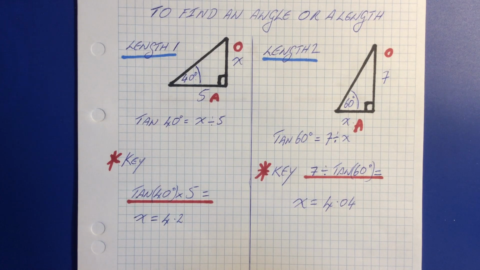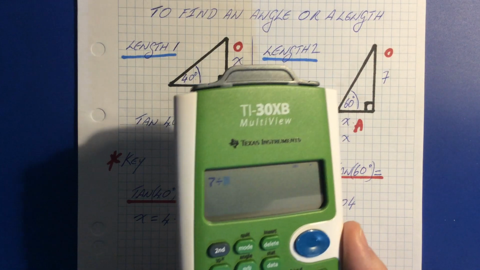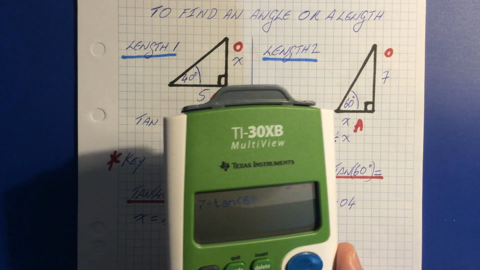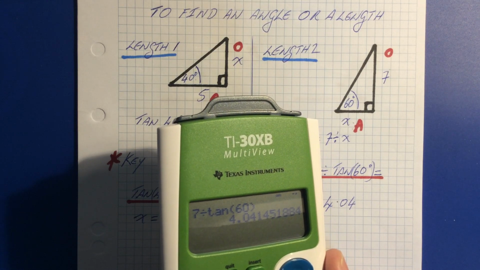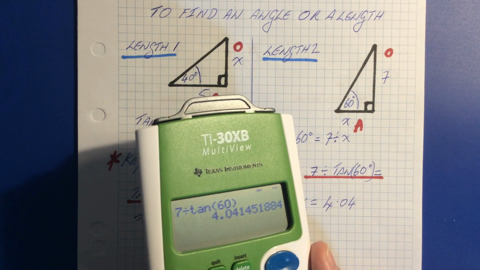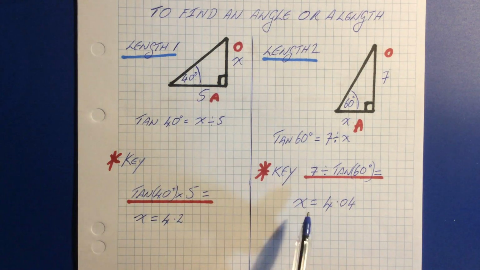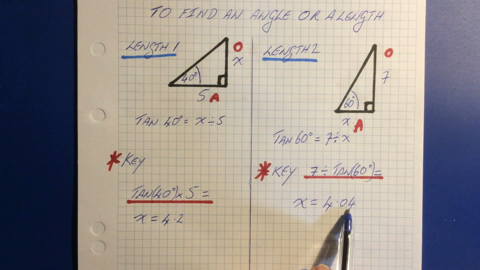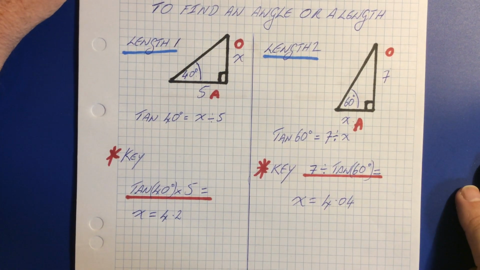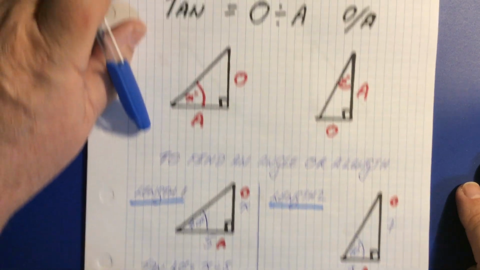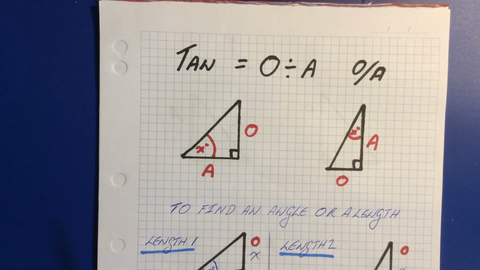I just put on this sheet the basic keying instructions, which are as follows. You take 7 and you divide it by the tangent, in this case, of 60 degrees, and that's the answer you get. Hopefully you can see that. Hopefully that's nice and clear. So x in this case is 4.04, whatever the units of measurement are, and these are all units of length. Okay, so those are the two cases where you're looking for length.